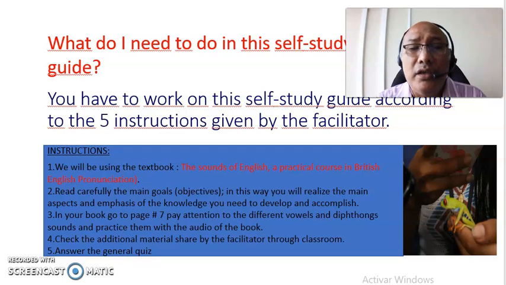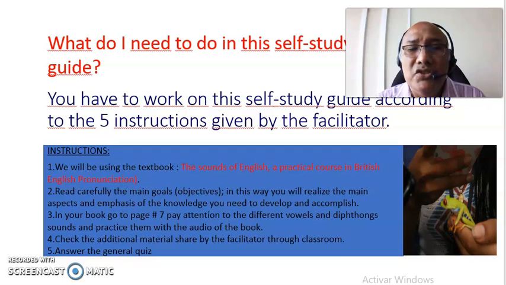Number 3, in your book, go to page number 7 and pay attention to the different vowels and diphthong sounds and practice them with the audio of the book. This is very important, okay? So you have to do this before any other activity. You have to get familiar with the sounds of the different vowels and diphthong sounds.